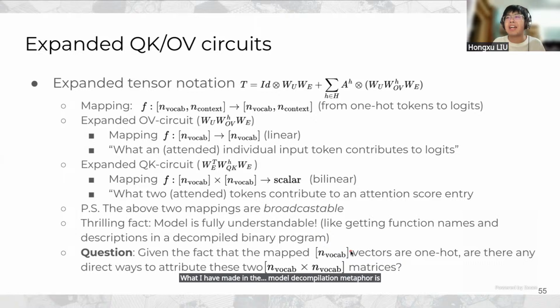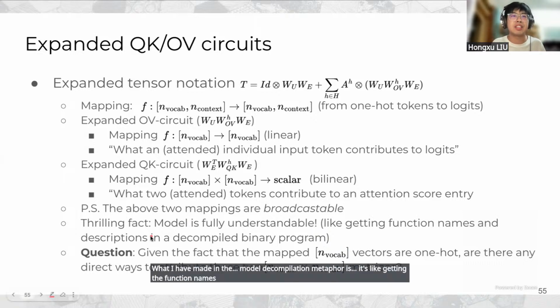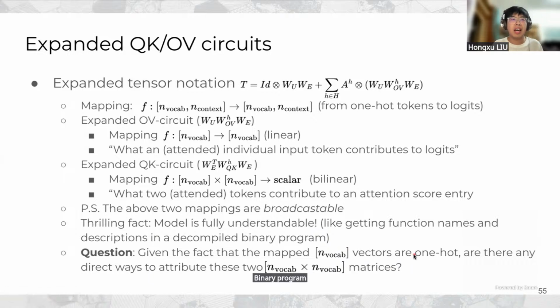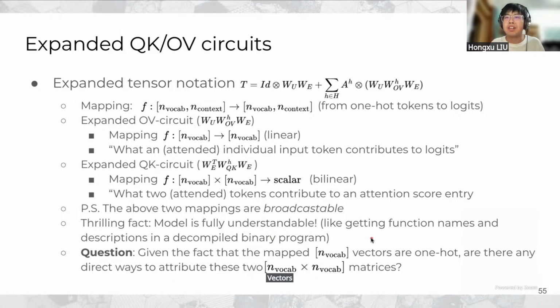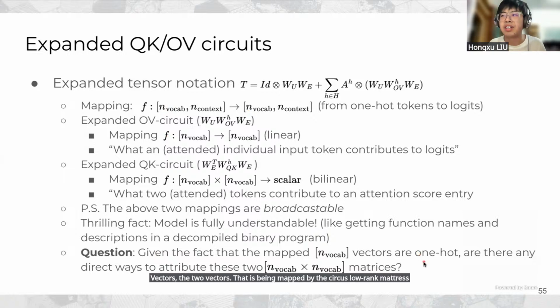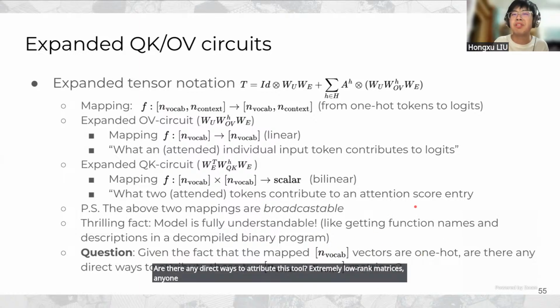It's like getting the function names and function descriptions in a decompiled binary program. And so I have a question: given the fact that the two vectors being mapped by the circuit's low rank matrices are one hot, are there any direct ways to attribute these two extremely low rank matrices? Anyone has any clues?